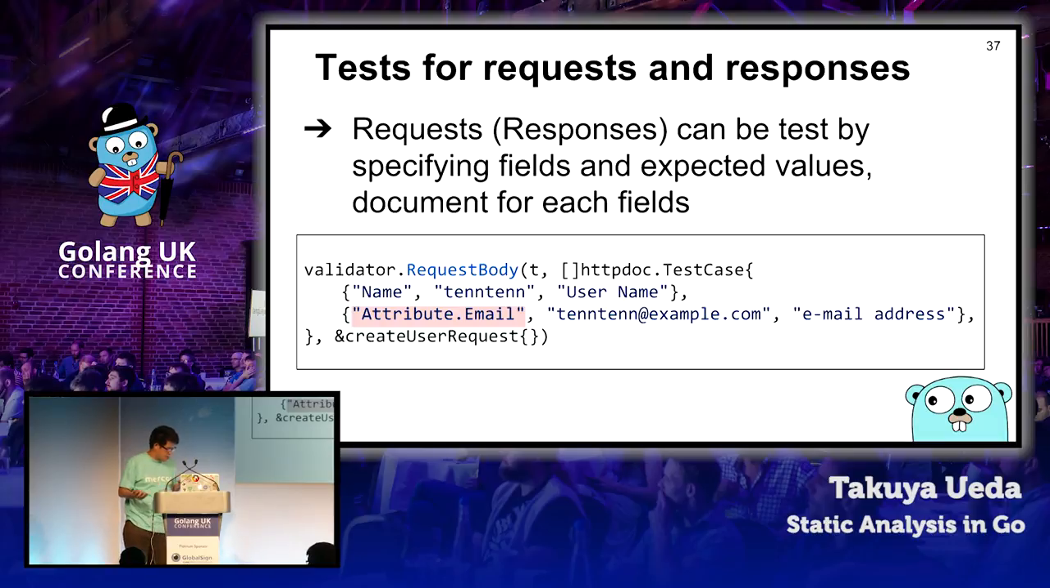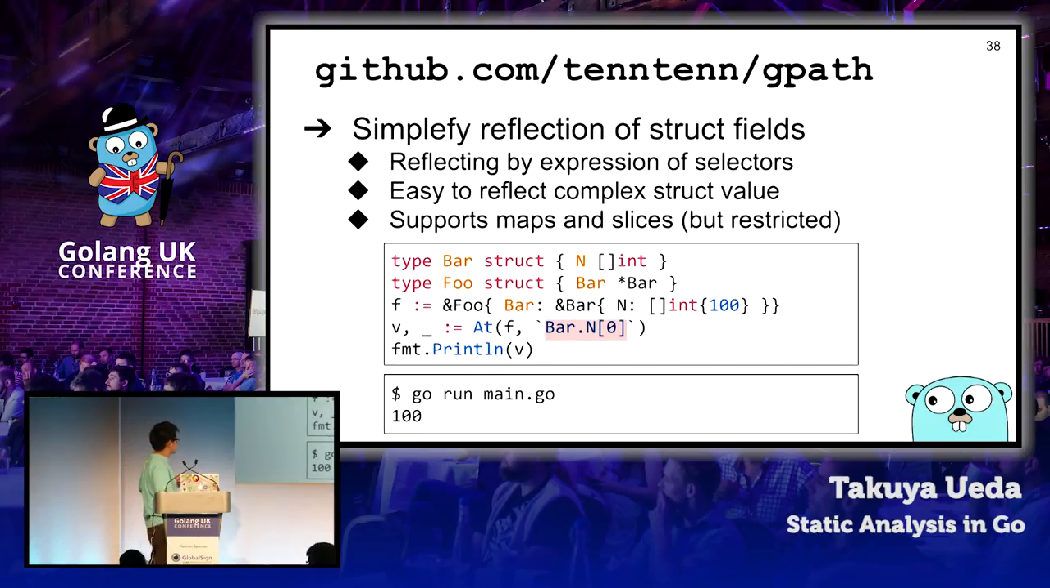In reflection, all values and types are represented by reflect.Value and reflect.Type. You know, so reflection of a nested struct field is hard to verify for each field. Then we developed a library which can do reflection on nested structs with Go's expressions. The library is called GPath, which is published on my GitHub repository. GPath makes it easy to do reflection on nested structs.